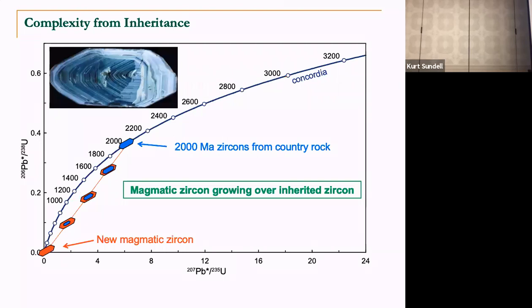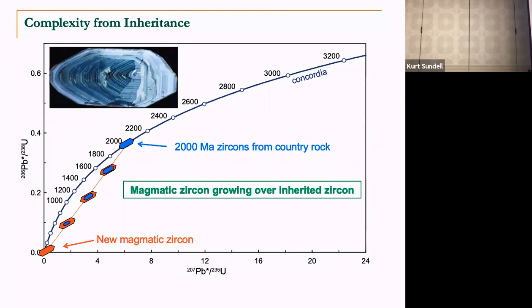Okay, the second complication that we can have is inheritance, right? So in this case, we have a beautiful CL image here. We've got this beautiful zircon here, and then we've got this other zircon growing out around it essentially. We're going to talk more about these images in a bit. We're going to have our SEM lab manager talk about how these images are made.